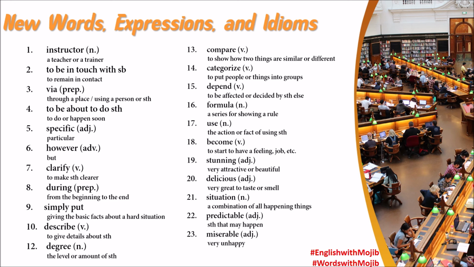Become, to start to have a feeling, job, etc. I became a teacher 2 years ago, 3 years ago. Stunning, very attractive or beautiful. Delicious, very great to taste or smell. We say that this pizza is so delicious. Situation, a combination of all happening things, a mixture of all things which are happening now. Predictable, something that you guess or think will happen in the future. Miserable, very unhappy and uncomfortable.